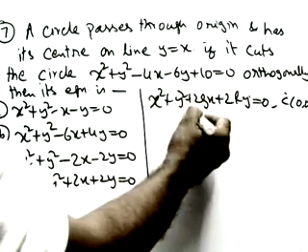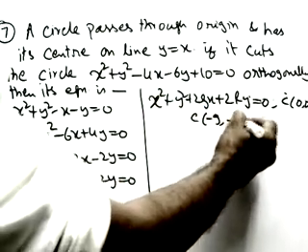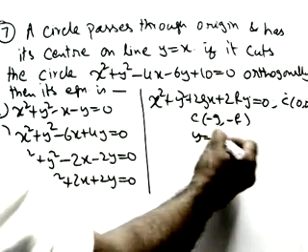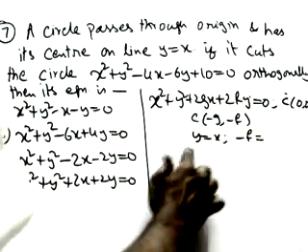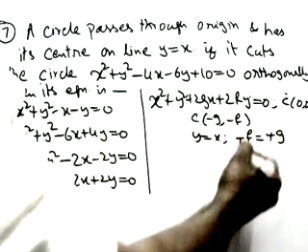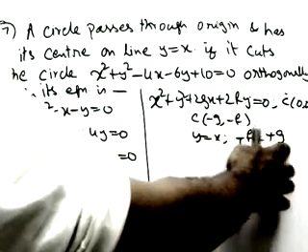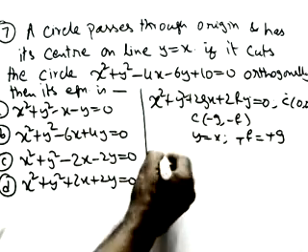Next thing, the center lies on the line. So if you substitute here, what is the center? Minus g comma minus f. If you substitute in this line, you will have minus f equals to minus g, minus minus cancel. That is f equals to g.